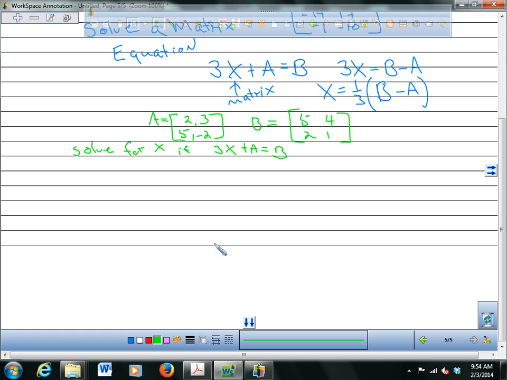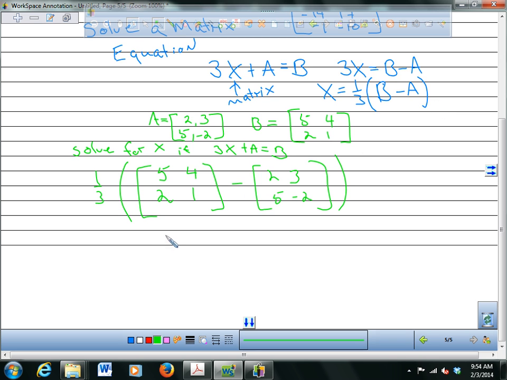So we already figured out that x is b minus a times 1/3. So I'm going to go 5, 4, 2, 1, that's b, minus 2, 3, 5, negative 2. And I'm going to multiply that by 1/3, right? Yes? See what I did? So I'm using this right here.